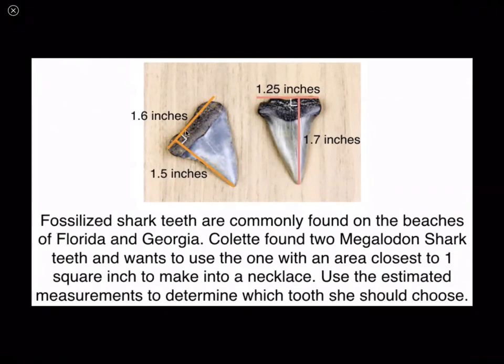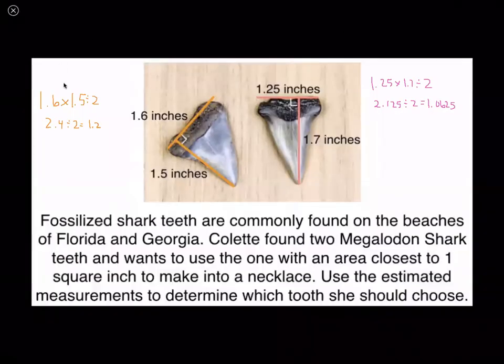This one is, we'll call it the orange tooth, since they're using orange for its base and height. And we'll call this one the pink tooth, since it's got pink color here. So pause the video, take a minute, figure out which one of these teeth is closest to 1 square inch, and then we'll check your answer in just a second.